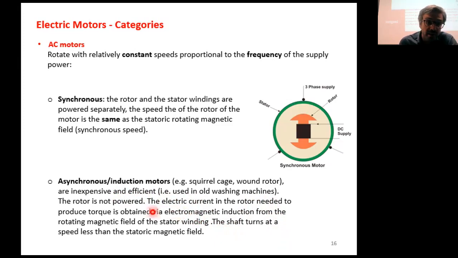And as I said, the rotor is not powered. And because it's a coil, the electric current in the rotor that is needed to produce the torque is obtained via electromagnetic induction from the rotating magnetic field from the stator. So the stator creates a rotating field that couples on the rotor coil and generates an electromotive force, and this creates a current, and this current creates a magnetic field that is attracted by the rotating one. But the peculiarity is that to have a magnetic field in the rotor, you need to have a difference in the speed of the rotor and the statoric magnetic field. And we will see why, because otherwise you don't have a changing magnetic field in the rotor, so a flux.